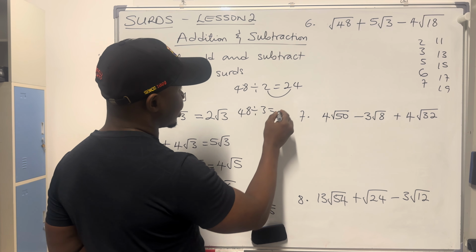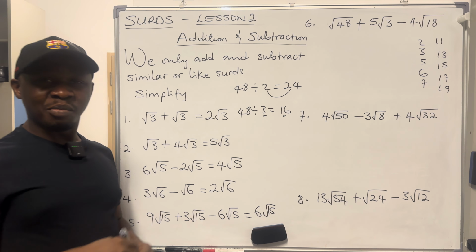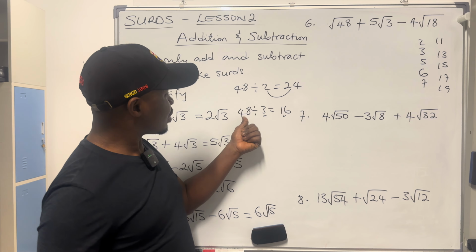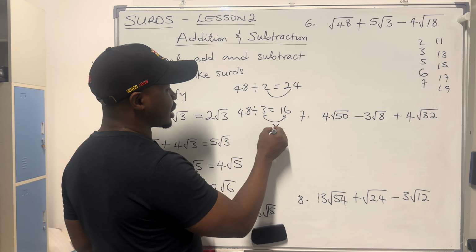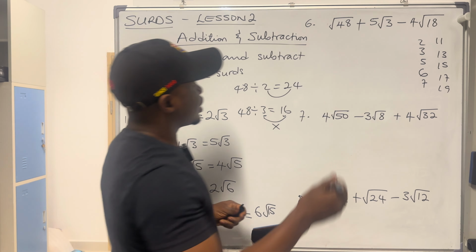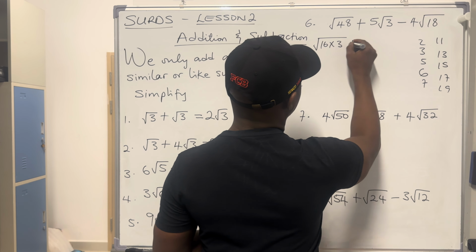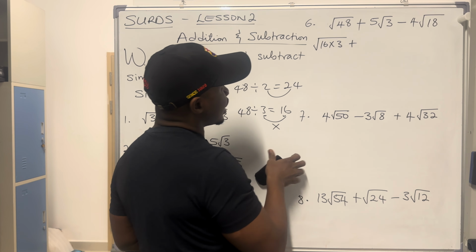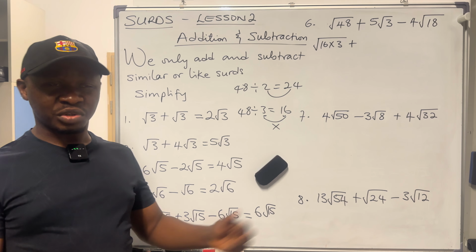48 divided by 3 is 16. This is not a perfect square, but 16 is a perfect square. The most important thing is that one must be a perfect square. So since dividing by 3 gives us a perfect square, 16 times 3 will give us 48, where 16 is a perfect square. So we say root 16 times 3 plus. Now we go to the next one, root 3. But root 3 we cannot simplify further, so we just write that one.